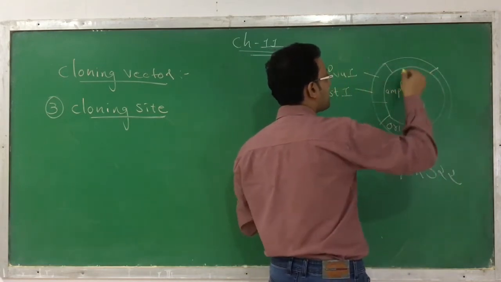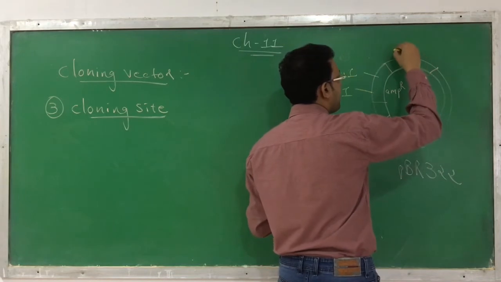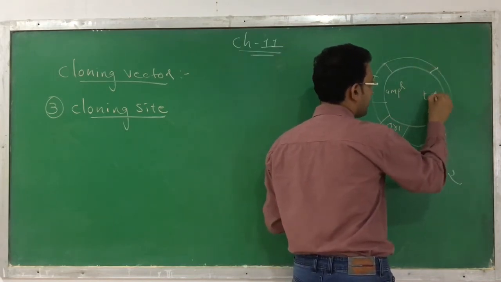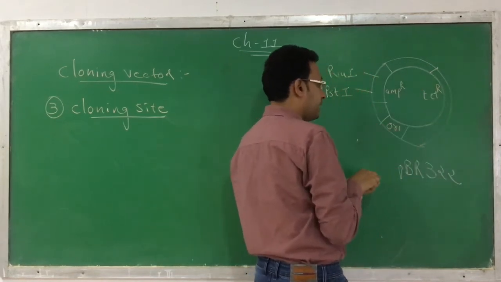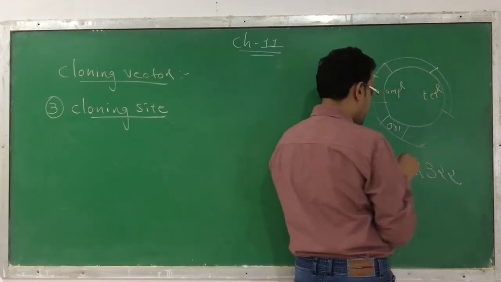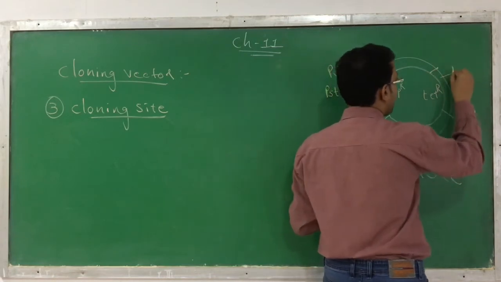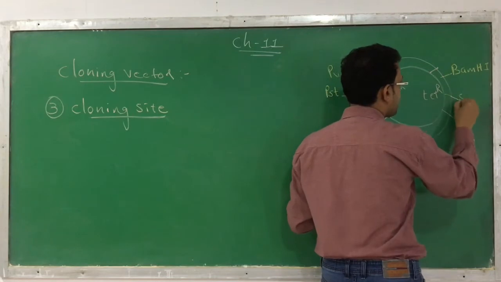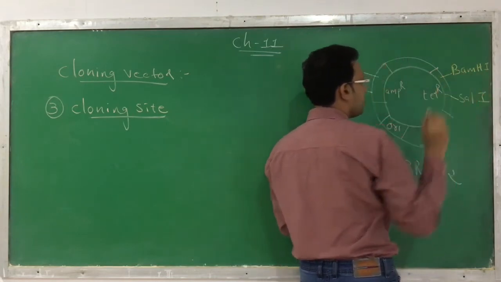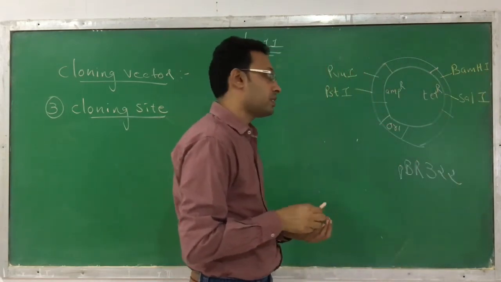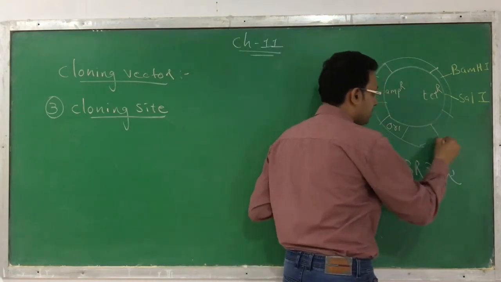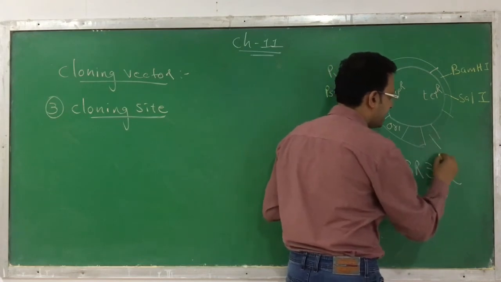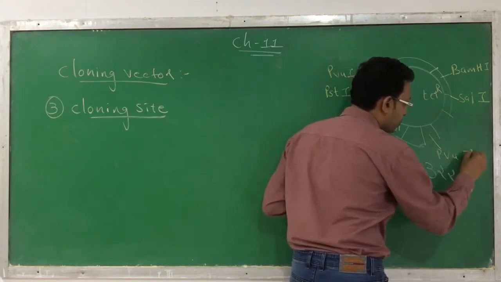Now the next portion contains 3 cloning sites, but before I start that, I will tell you the important one. This is the tetracycline resistance gene. It contains 2 cloning sites. The first one is called BamHI and the next is called SalI. These are the 2 cloning sites present. Next, like this one, it contains the cloning site called PvuII.